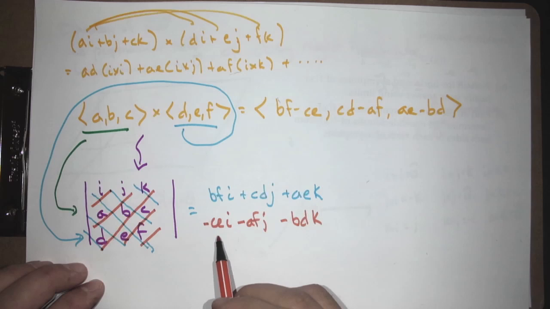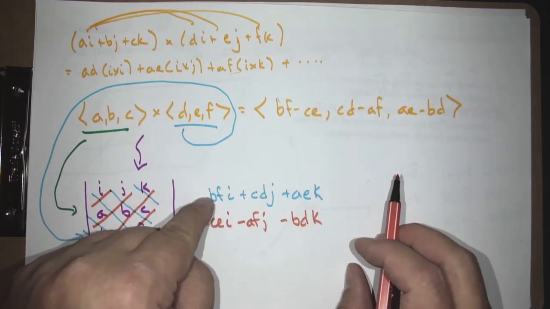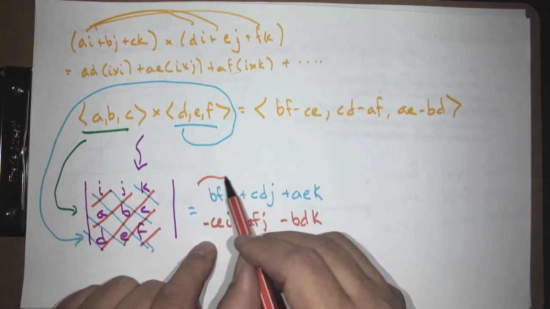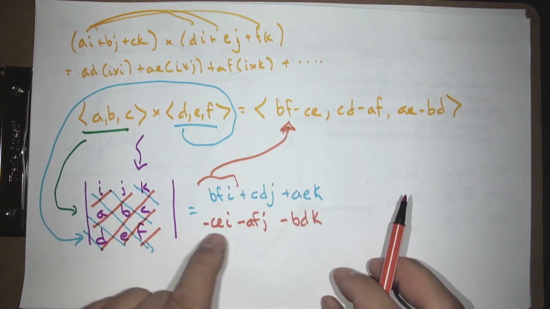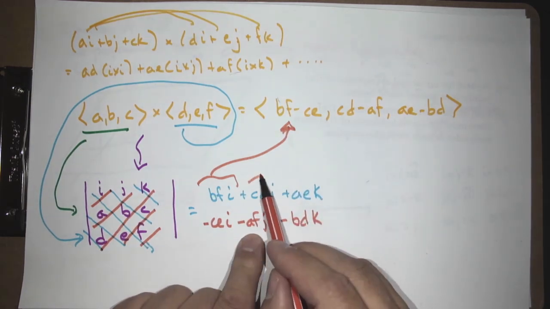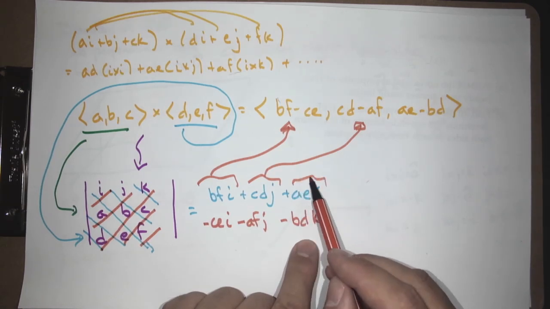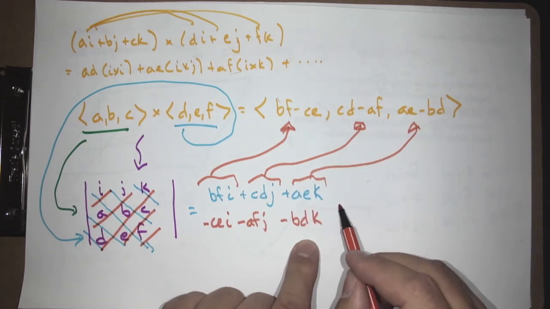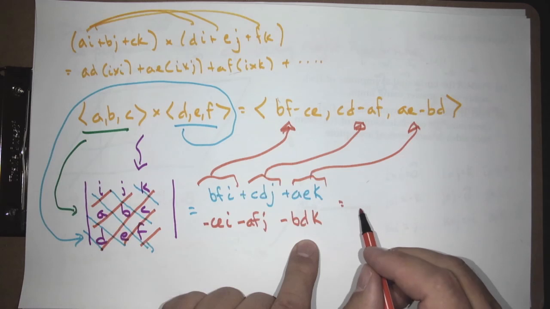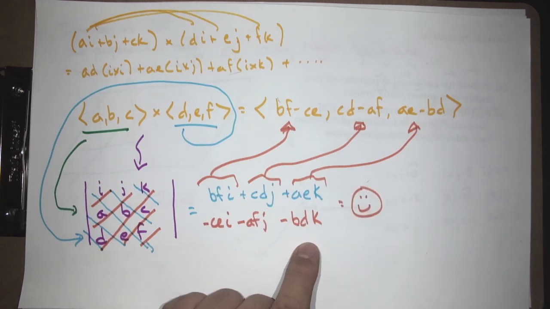And now if you group the I's together, there's BF minus CE. Aha! What about the J's? You got your CD minus AF. What about your K's? You have AE minus BD. So this does give you exactly what you need. This is good news for us. We're happy. Let's try a quick example together. Our powers combined. See it in action.